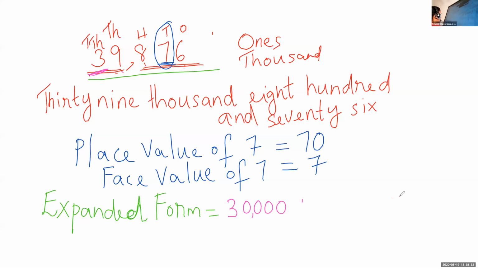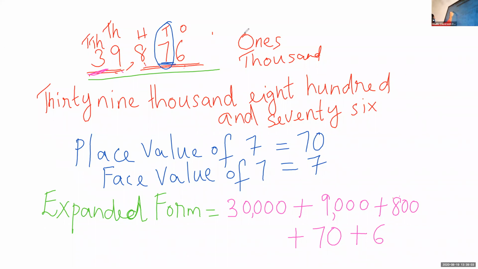So, okay, 30,000 plus 9,000 plus 800 plus 70 plus 6. Okay, children. So, how can you check whether your answer is right?